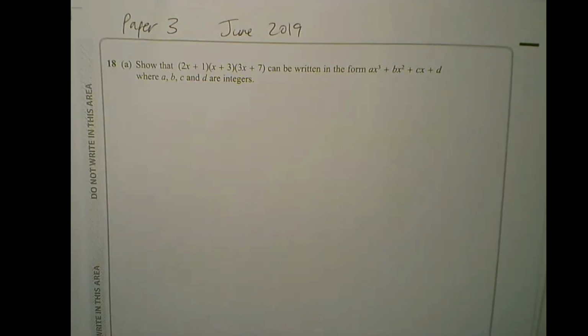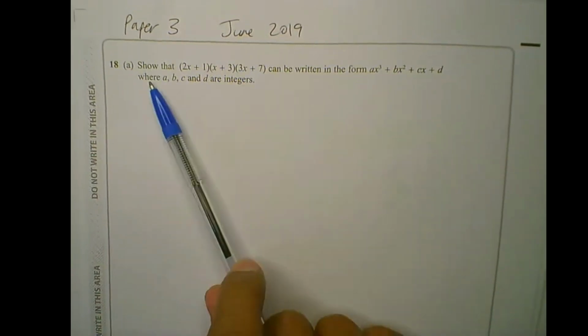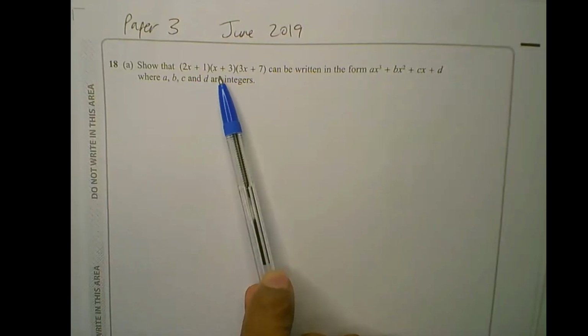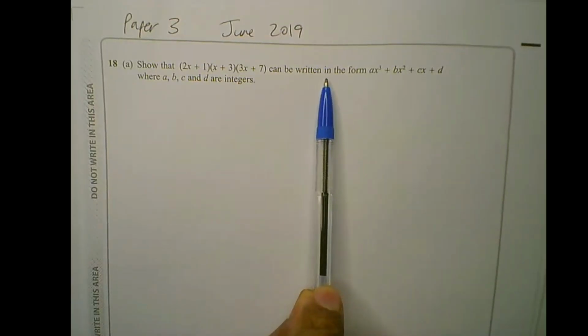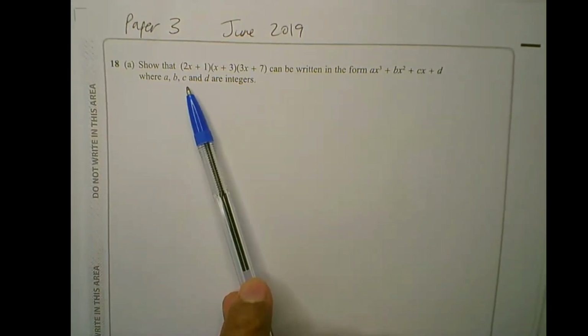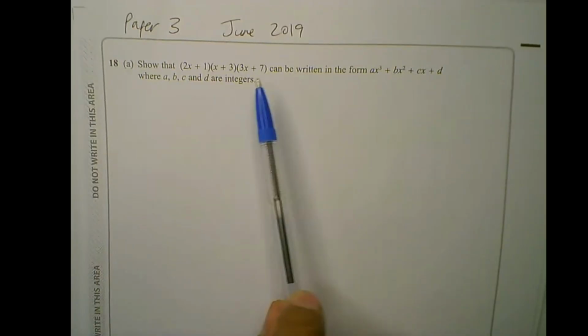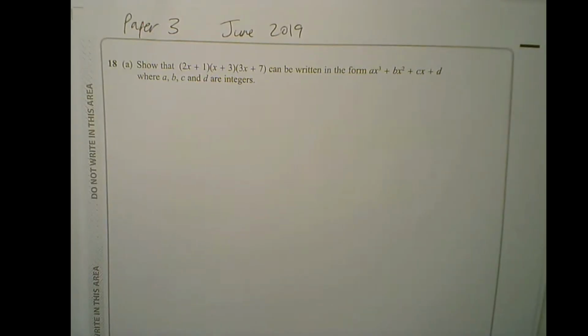Our next question is from paper 3, June 2019. Show that 2x plus 1 times x plus 3 times 3x plus 7 can be written in the form ax cubed plus bx squared plus cx plus d, where a, b, c, and d are integers. Press pause and answer the question. When you're ready, you can press play for the answer. If you get stuck or you want to go through it with me, let's carry on.